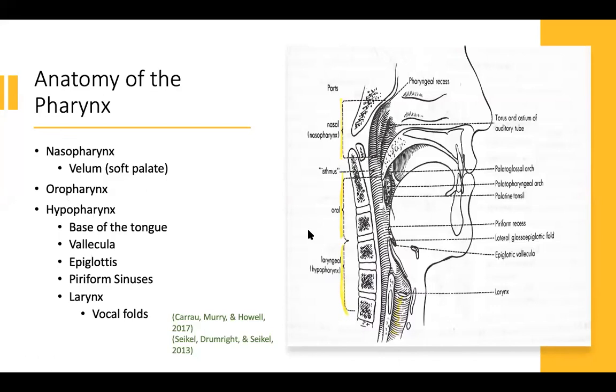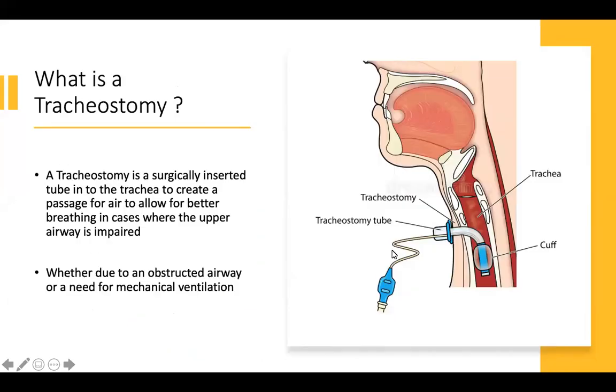And over here, you can see the velum, which separates the nasal cavity and the oral cavity. Over here is the base of the tongue. And over here is the vallecula, which is a pocket between the base of the tongue and the epiglottis. This is the epiglottis cartilage.